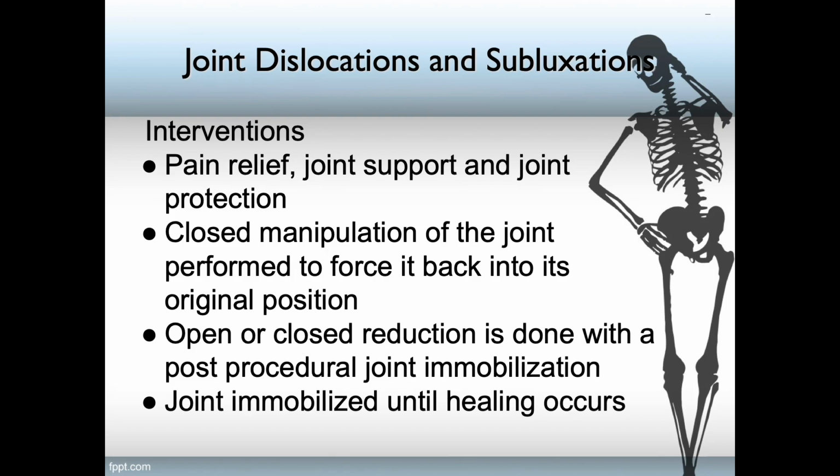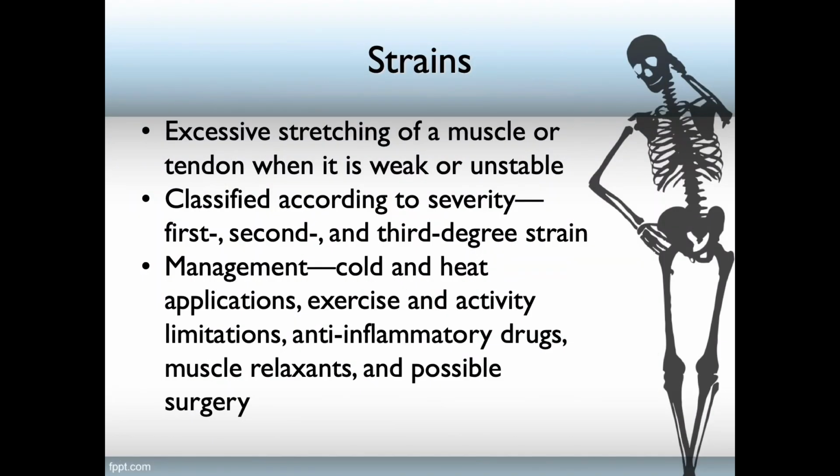Strains, on the other hand, are excessive stretching of a muscle or a tendon when it is weak or unstable, and they're classified according to their severity, that is, first, second, and third degree strains. Management includes cold and heat applications alternating with each other, exercise, including range of motion, activity limitations on that exercise, anti-inflammatory drugs, muscle relaxants, and, if severe enough, that is, if third degree, even surgery.